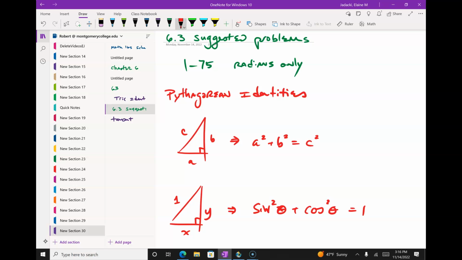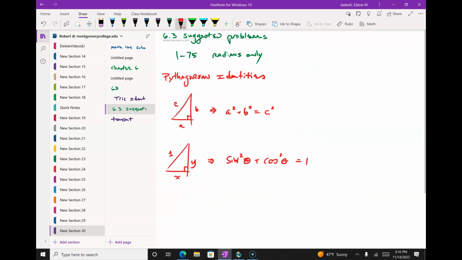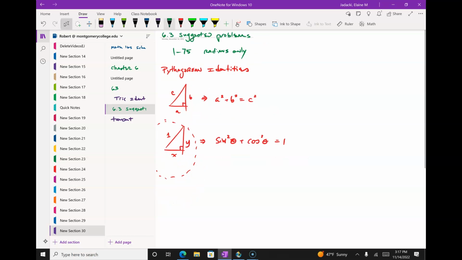And that makes sense, doesn't it? If you think about it being on the unit circle with the radius always being 1, right? And I've got a right triangle, right? Should make a little bit of sense. So this is my first Pythagorean identity I want memorized. In fact, it's the only one you need. Sine squared theta plus cos squared theta is 1.